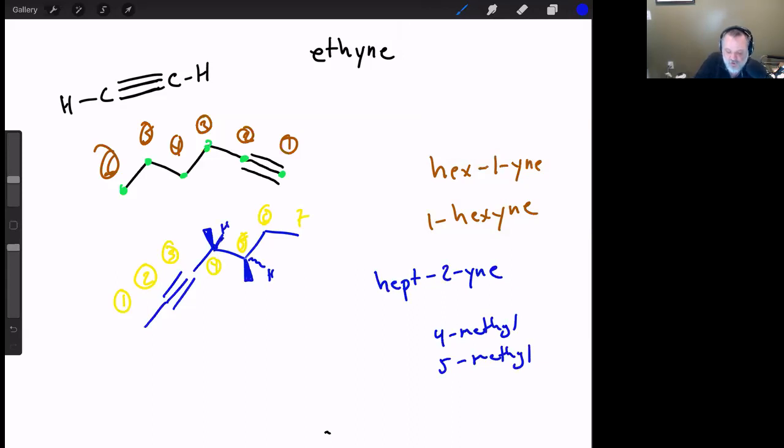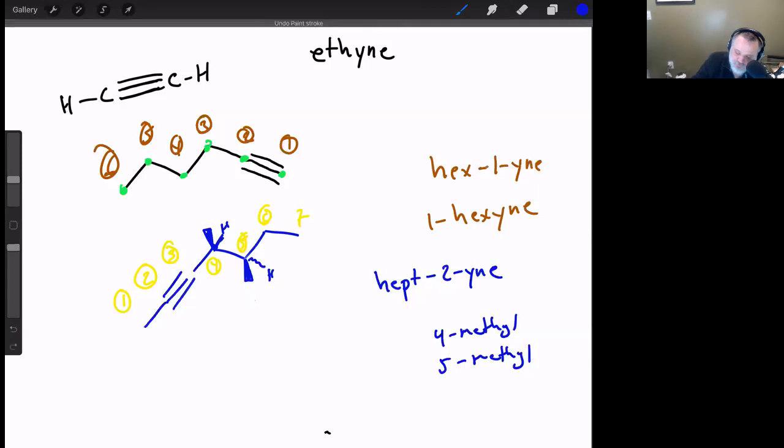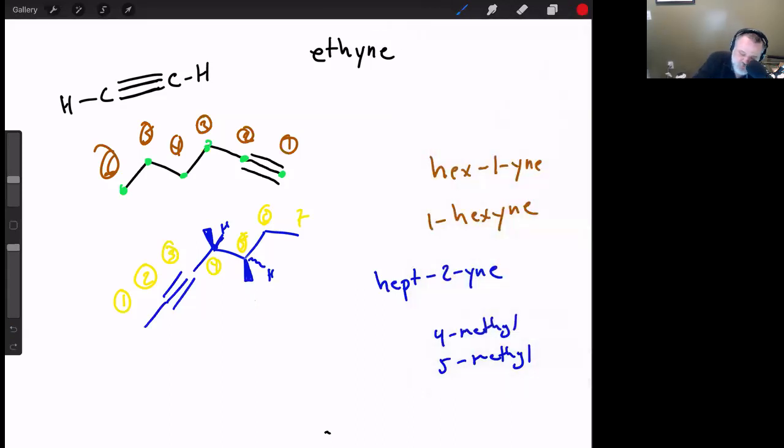And so let's think about it. It looks like it's going to be 3. Let me back up and use a different color. This would be priority group number 3. This would be priority group number 2. This would be priority group number 1 for this one. So that looks like an R. Yep. Looks like an R. What about this other one?